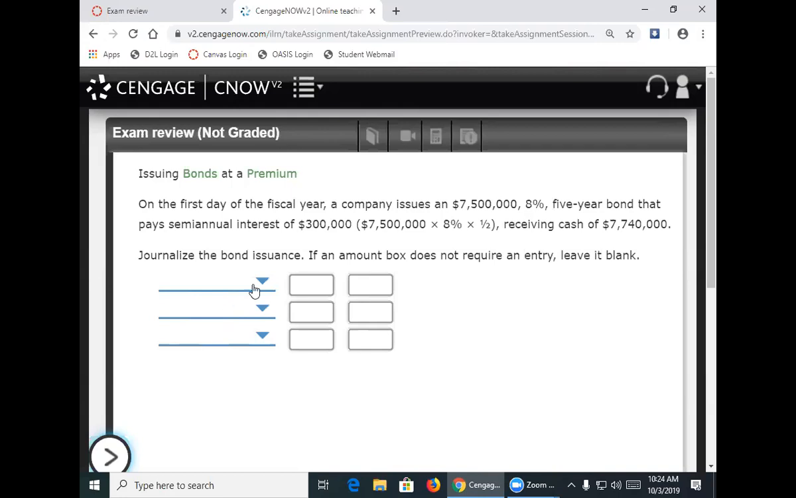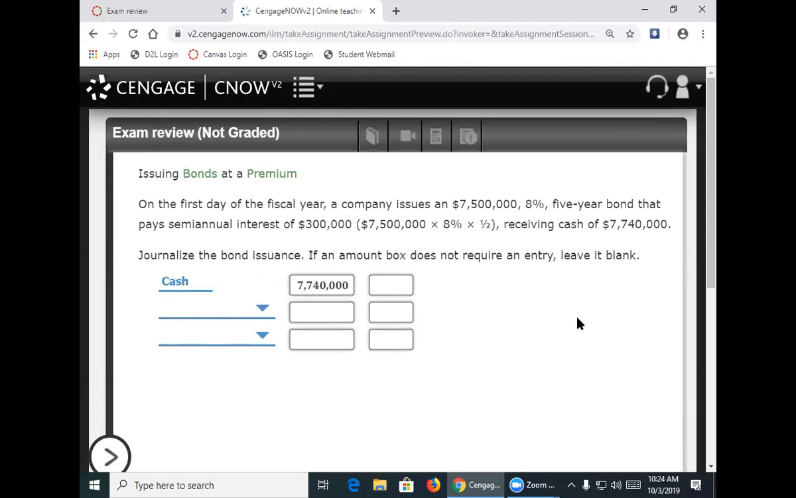Cash. Good. For how much? For the 7,740,000. Oh gosh, 7 million, my bad. The cash is debited for the amount that we received, the $7,740,000. Okay.